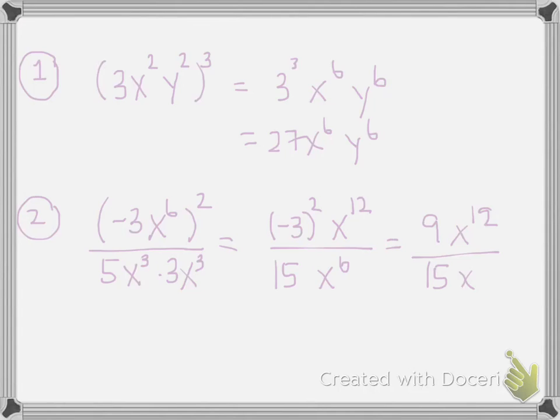And then now I need to simplify. So 9 divided by 15 can reduce. 3 can go into both of those, so we're going to be left with a 3 over 5. Okay, and then x to the 12th minus 6. So this is going to be a 3/5 x to the 6th power. Okay, so make sure you can remember your rules of exponents.